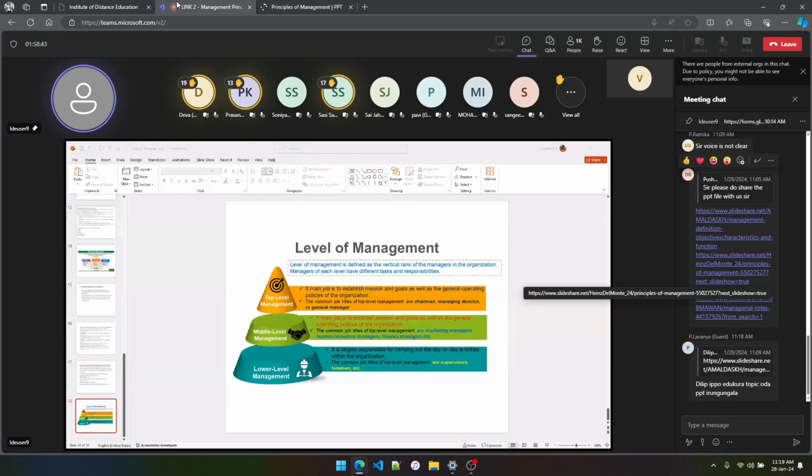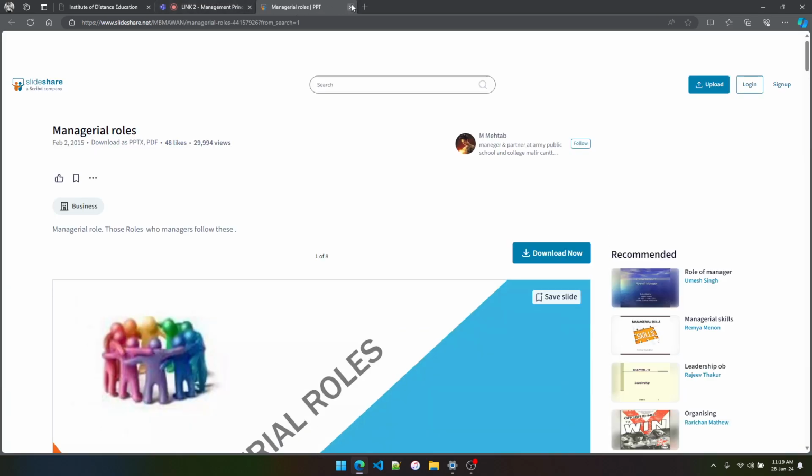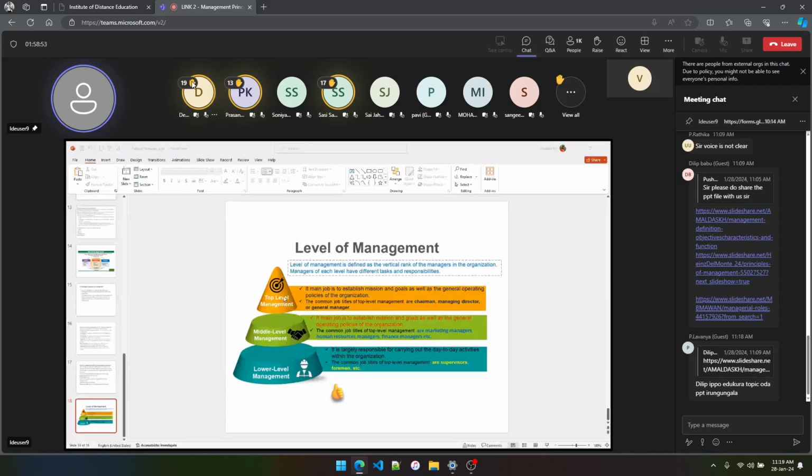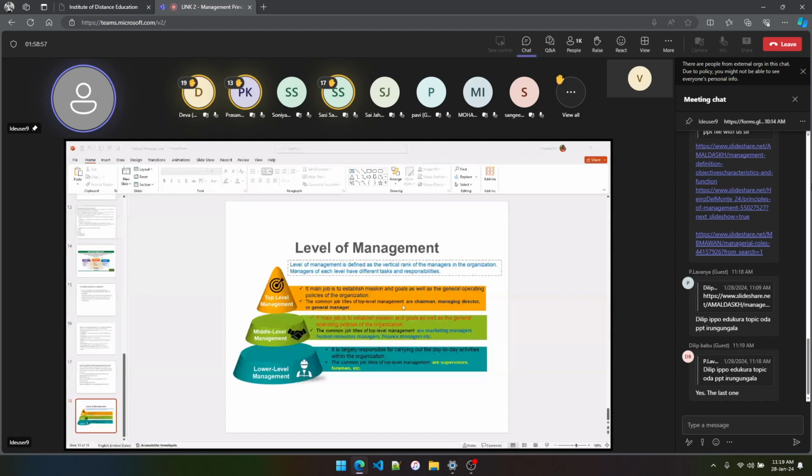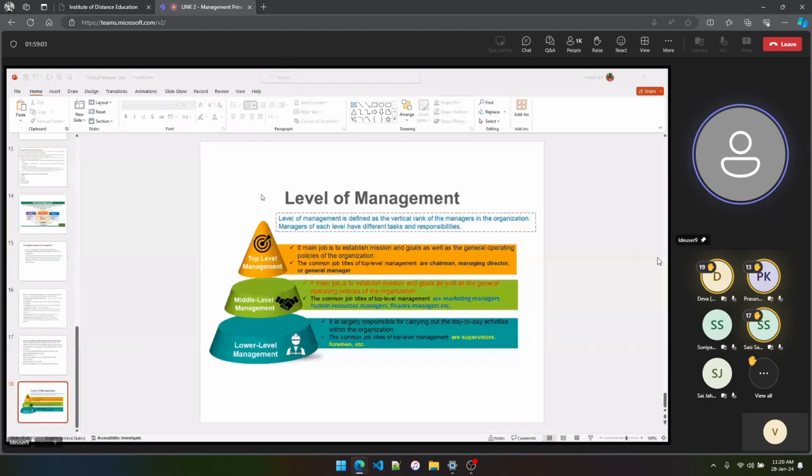This is one of the levels of management: top level, middle level, and lower level. The top level's main job is to establish mission and goals as well as general operating policies of the organization. The common job titles for top management are chairman, managing director, or general manager. This is where the administrative level stops.